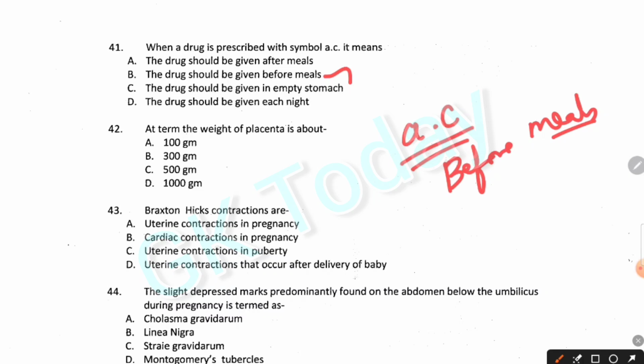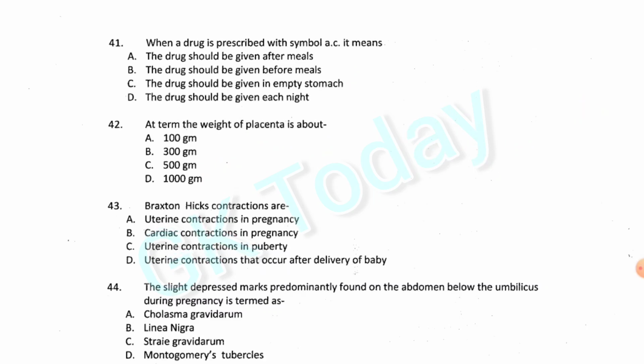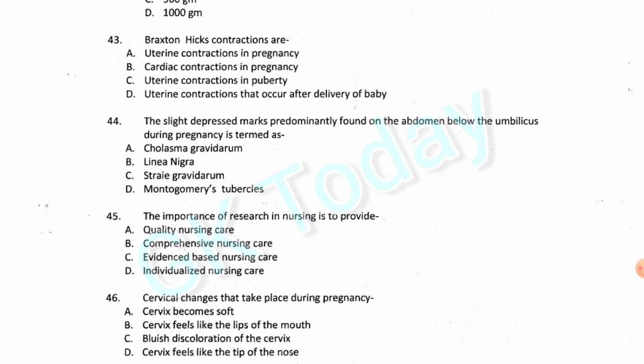Question number 42. At term, the weight of the placenta is about 500 gram. Question number 43. Braxton Hicks contractions are uterine contractions in pregnancy.